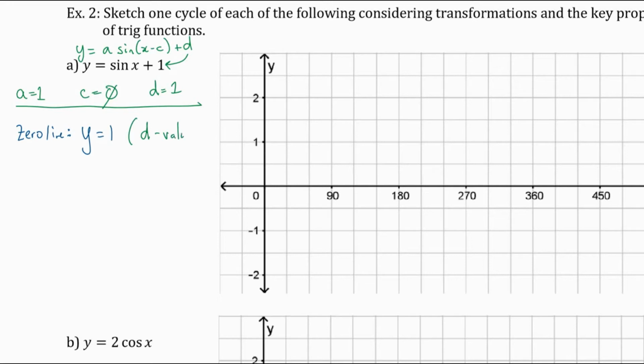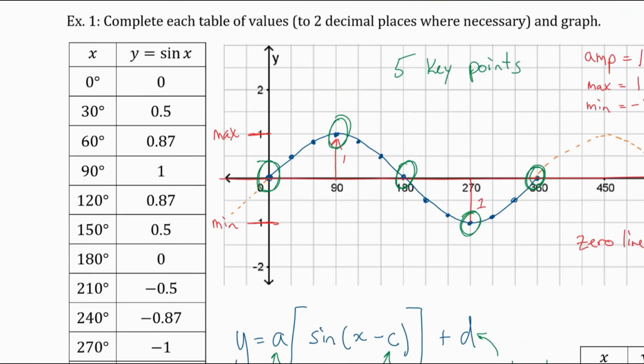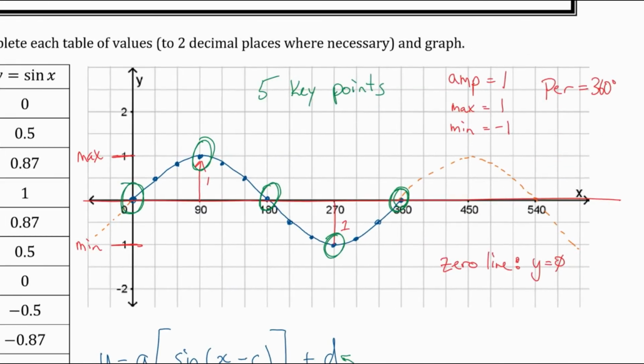Okay, you just do need to know that. So d was equal to 1, and that's how I got y equals 1. The amplitude for the base function is 1, right? We wrote that down up here. For the base function, it's 1.